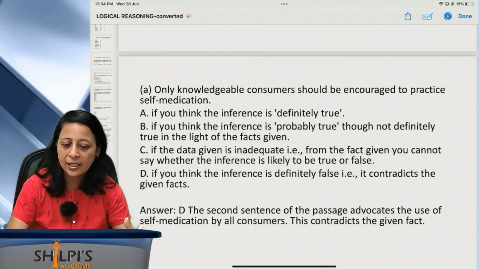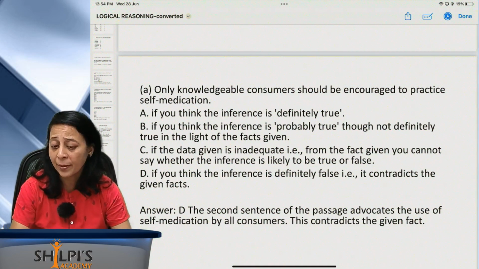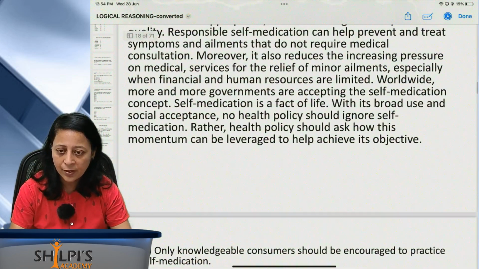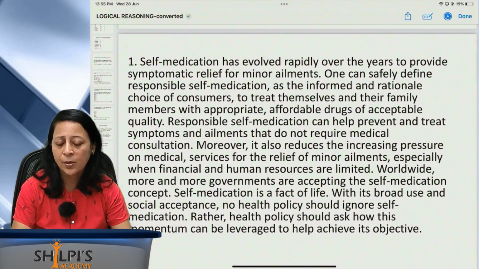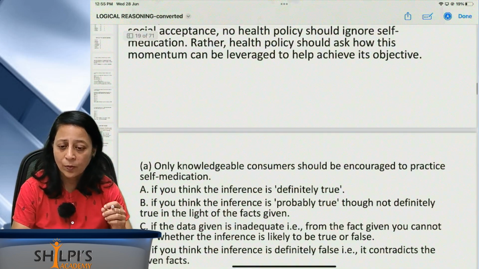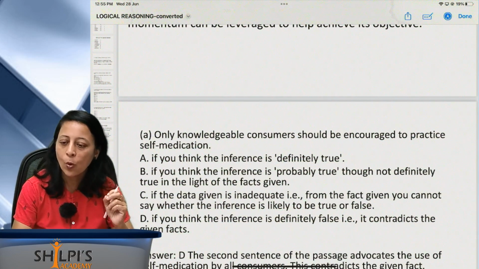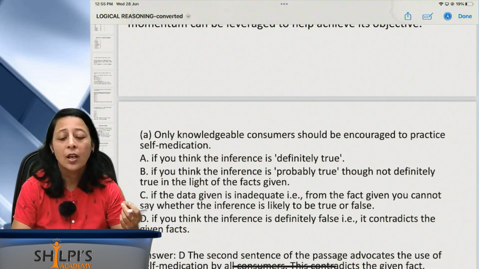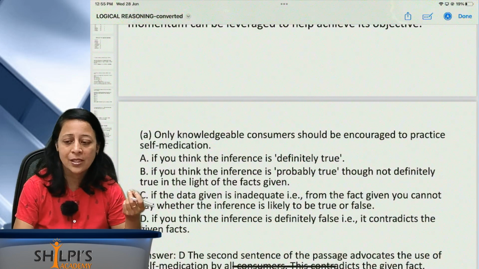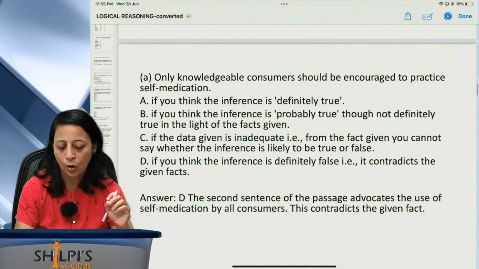Why is it so? The second sentence of the passage advocates the use of self-medication by all the consumers. Can we just see here? Okay. One can safely define responsible self-medication as the informed and rational choice of consumers to treat themselves and their family members with appropriate, affordable drugs of acceptable quality. Okay. So what was the question? Only knowledgeable consumers. There was no word mentioned that only people of sound knowledge, who have read, who are literate, have to do self-medication. Okay. So this is definitely wrong.